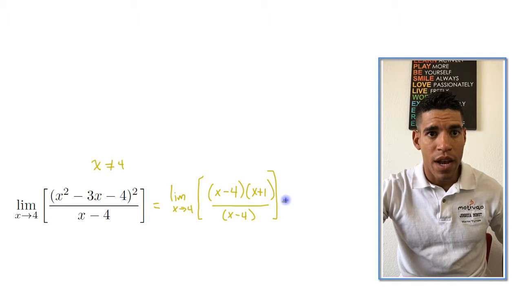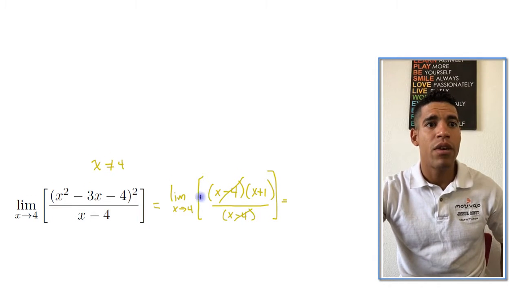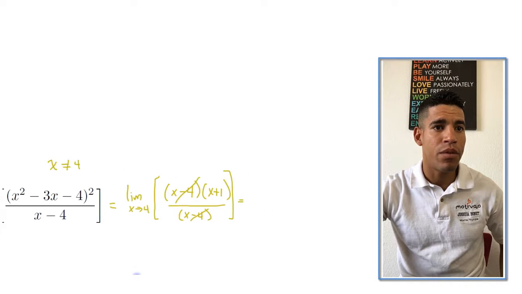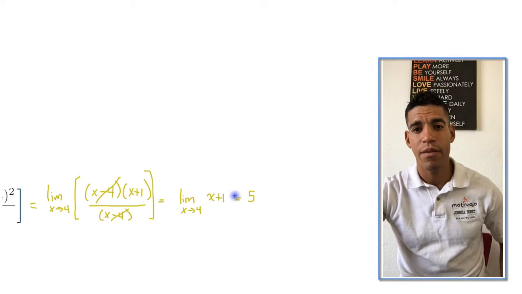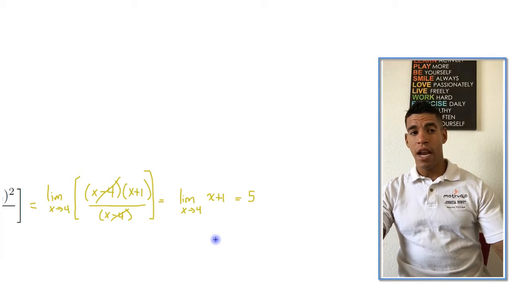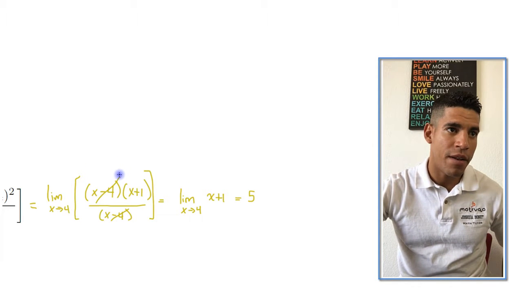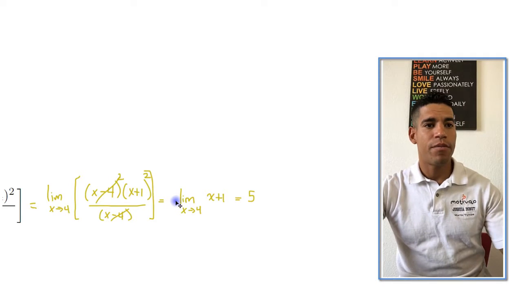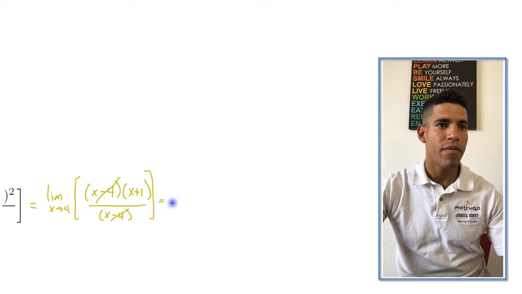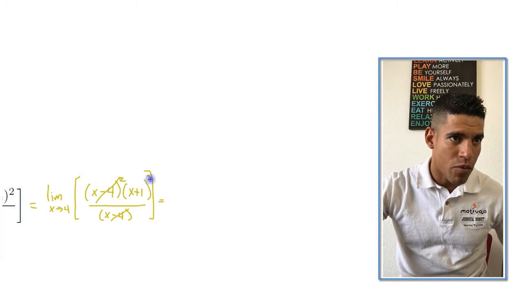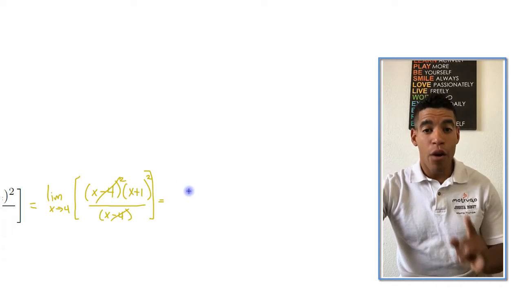Okay? And now these two cancel, and I have the limit when x approaches 4 of x plus 1. And again, we have the value 5. Okay? So notice again, oh wait, I forgot the squares. My bad. Square, square here. Terrible. So square, square. Okay, so now it only cancels 1.